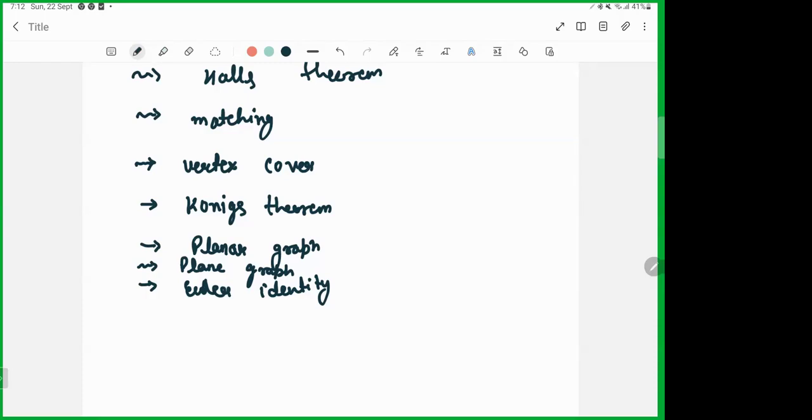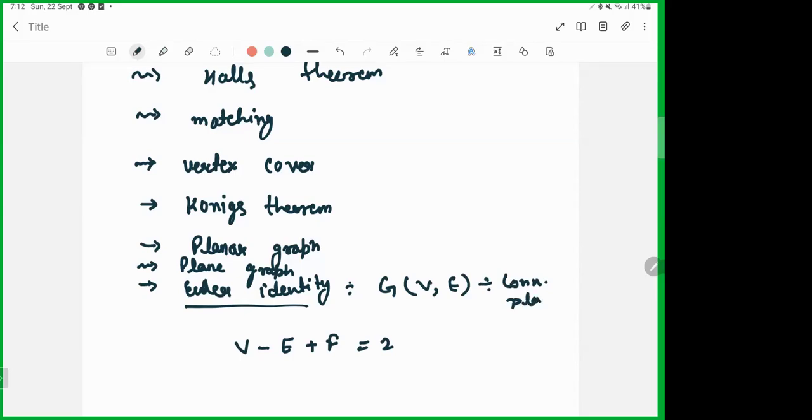Then we defined Euler's identity. The cardinality of the set of vertices plus the cardinality of the set of regions is equal to the cardinality of the set of edges plus 2. So V minus E plus F equals 2, right? For what graphs is this written? Connected plane graphs. So this is Euler's identity for planar graphs.